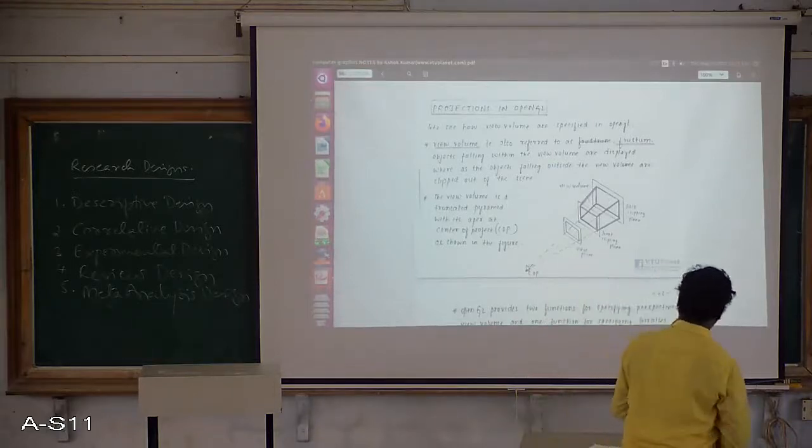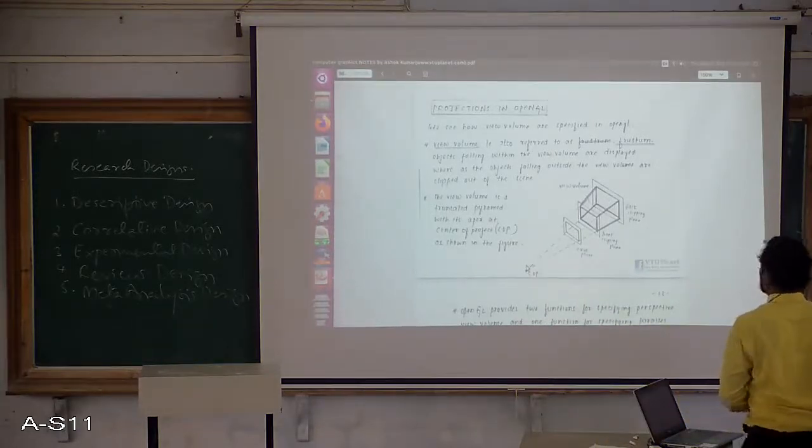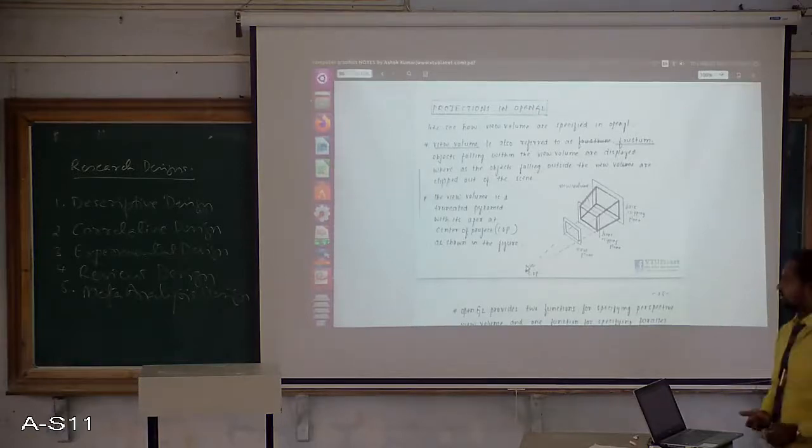Okay, projection in OpenGL. So now we are going to learn about projection in OpenGL.